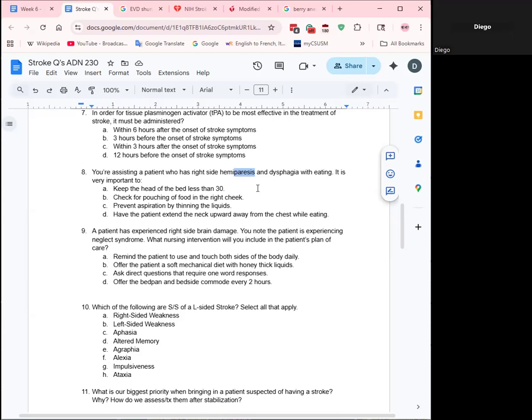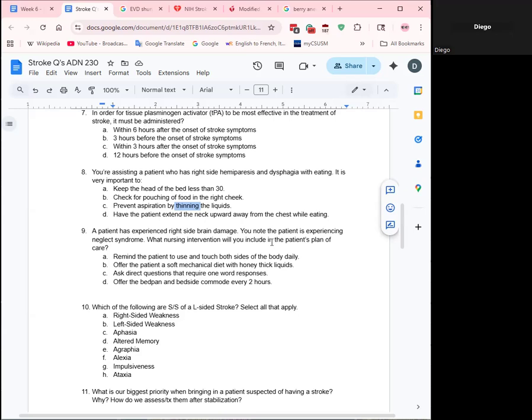But in that case, when they're eating, you want to make sure there's no food accumulating on their right cheek, because at some point they move their head or something, and that small amount of food might go down their trachea instead, so they can aspirate. And here, this says prevent aspiration by thinning the liquids. You want to thicken the liquids to actually prevent the aspiration, not thinning. So just look out. If you're in a hurry, make sure you read all your answer choices.